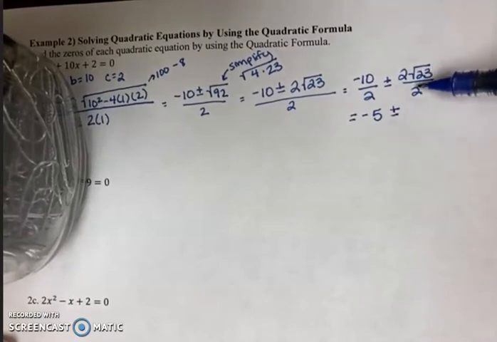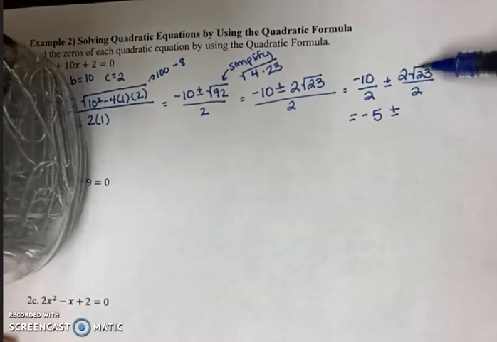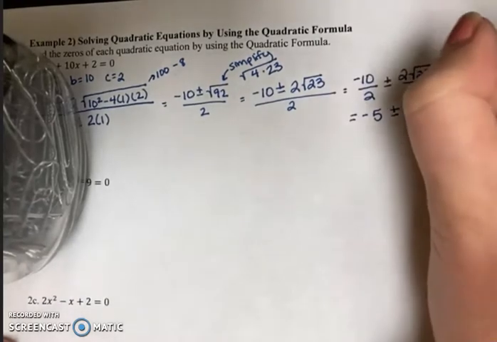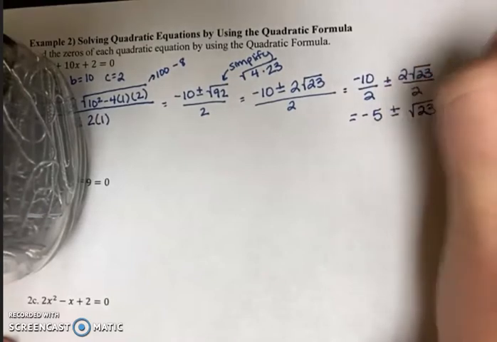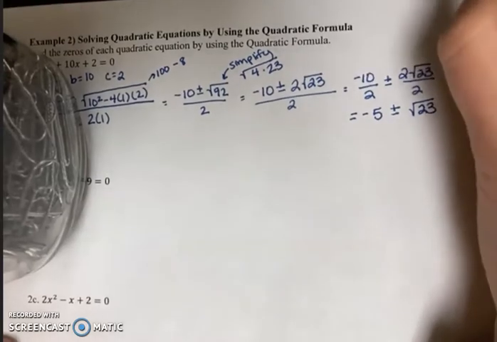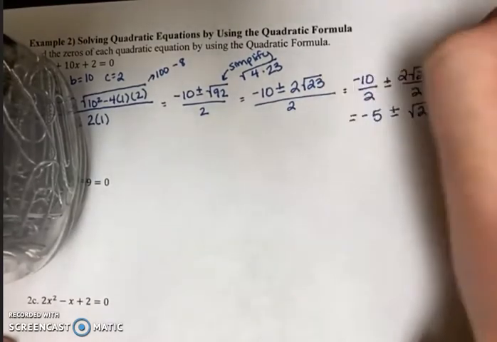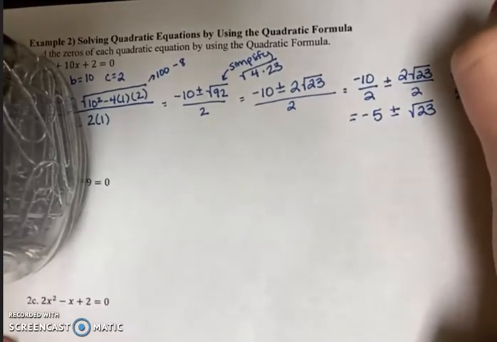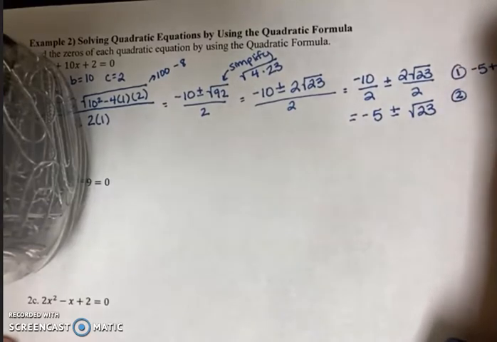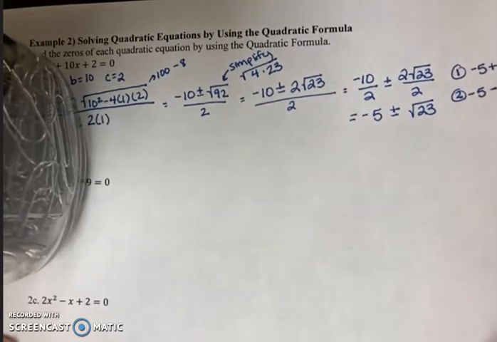Now, I can only simplify the whole numbers. I cannot divide what's underneath the radical by the 2. So 2 over 2, that becomes 1. So I have 1 times the square root of 23, or just the square root of 23. So my answer is this, or I can list it out as two different solutions. I have a negative 5 plus the square root of 23, and I have a negative 5 minus the square root of 23.